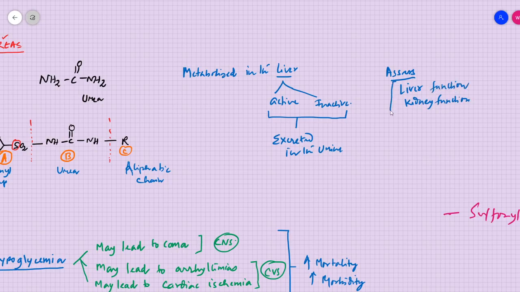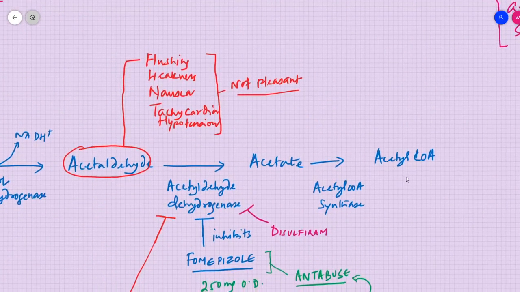So ideally, before administering sulfonylurea drugs, the liver function and kidney function should be assessed. Okay, because we need to know. If there is a liver problem or a kidney problem, then it can interfere with the entire metabolic processes that sulfonylureas undergo.